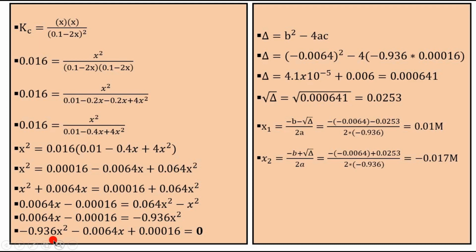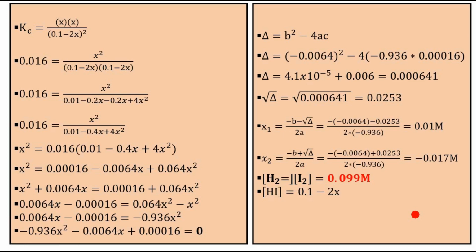Since the concentration cannot be negative, we reject x2. That means x1 will be equal to 0.01 molar. So x1 is equal to the concentration of hydrogen, which is equal to the concentration of iodine, which is 0.0999. Here they have rounded it to 0.01, but in reality it is 0.099. You can write either 0.01 or 0.099; both are good answers.